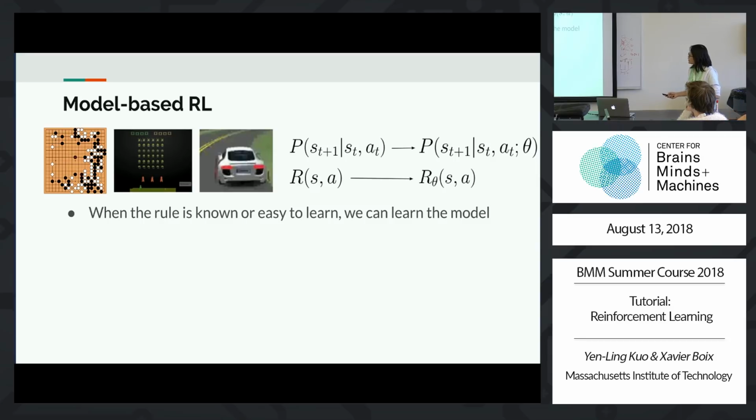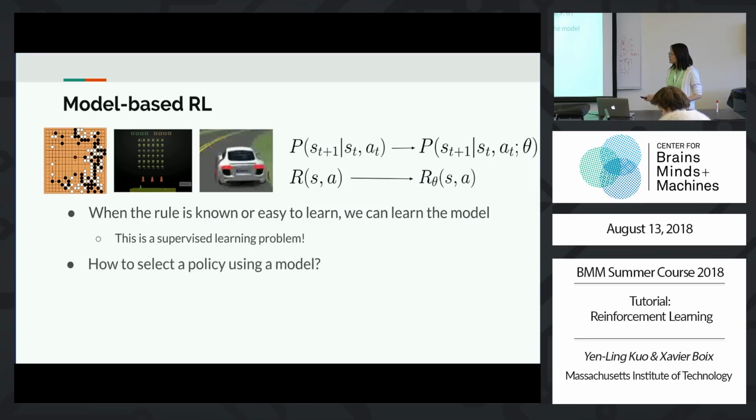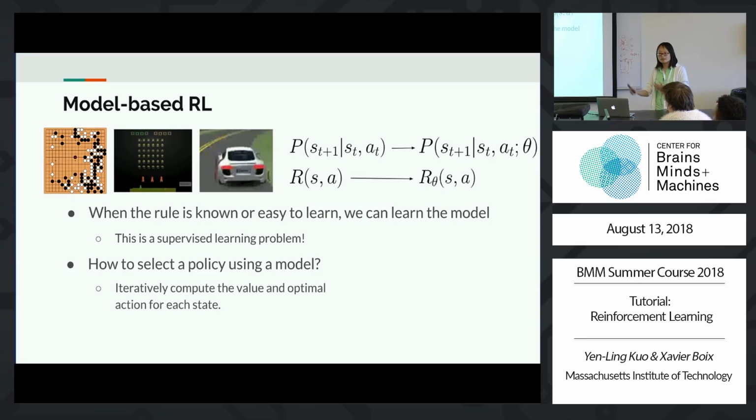And to learn this model, this actually becomes a supervised learning problem, because from all the experiences, if we want to learn the reward, it could be a regression from the data points to the value of the state. And then once we learn the world model, how can we select the policy based on the known model? One way is what we did before: compute the value function, the value of each state, and select the optimal action based on that iteratively.